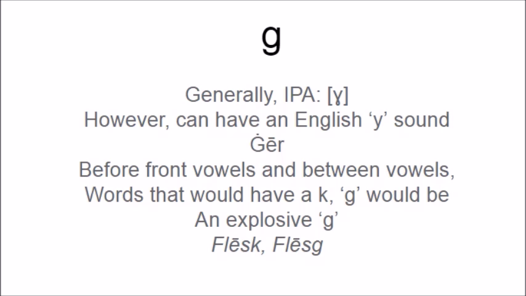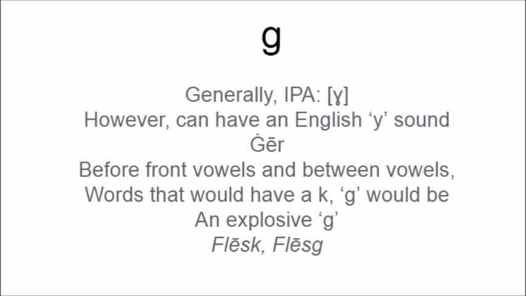However, if you have a word that would have a K, but it has a G, that G would be pronounced as an explosive G. So it'd be a G sound. So we have flask, then we got flask, if you will. So that's something to bear in mind. But apart from the English Y and the explosive G, other pronunciations of G are, as I said earlier, generally the R-like sound, the velar voiced fricative G.